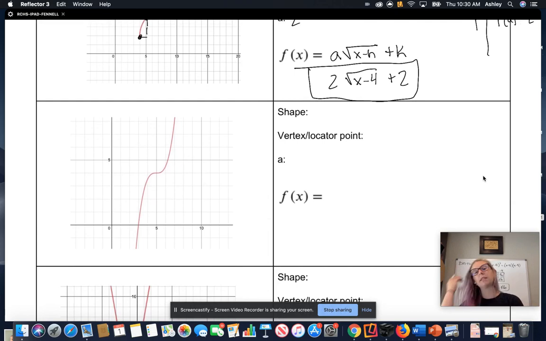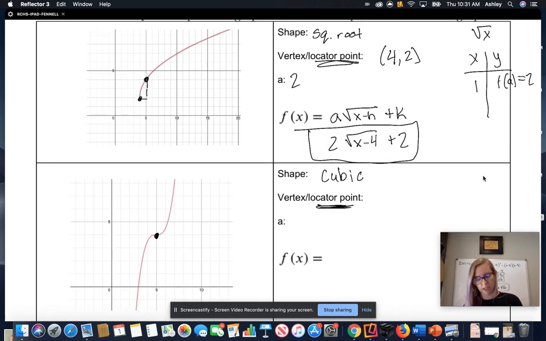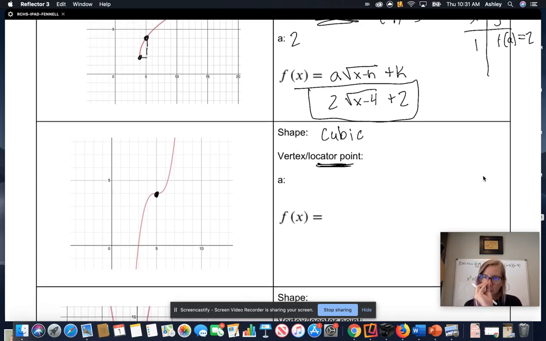All right, next, something that looks like this and curves is called a cubic function. We're raising this to the power of 3. That's why we get the positive. It grows faster than a quadratic because it's now to the power of 3. And then we also get the negative version, because with the power of 3 we can get negatives out of that. The locator point on a cubic function is not a vertex. The locator point on this one is that center portion where it starts to curve. So our locator point in this case is at (5, 4).